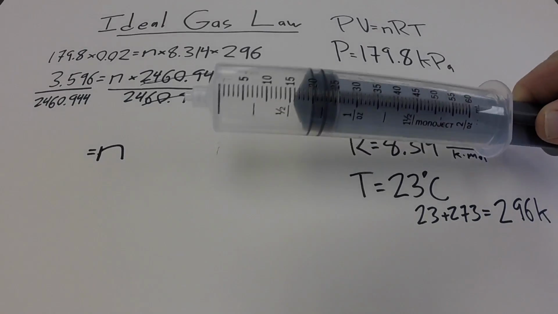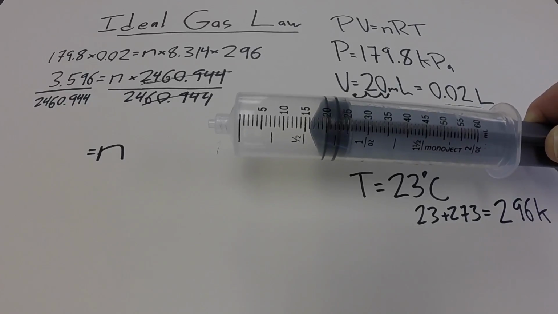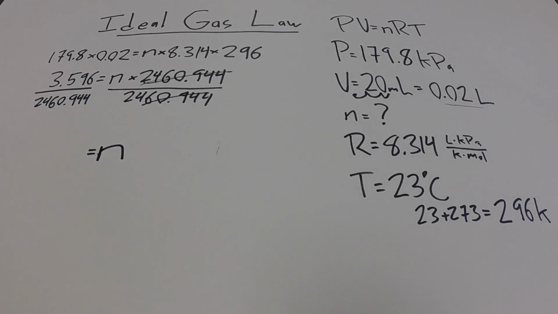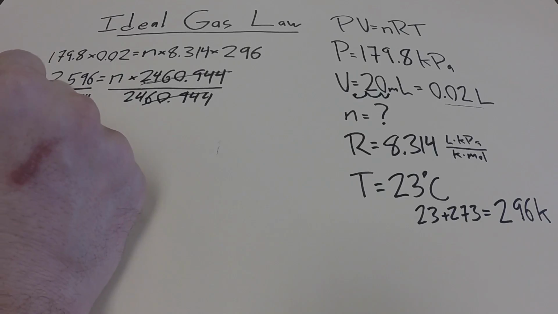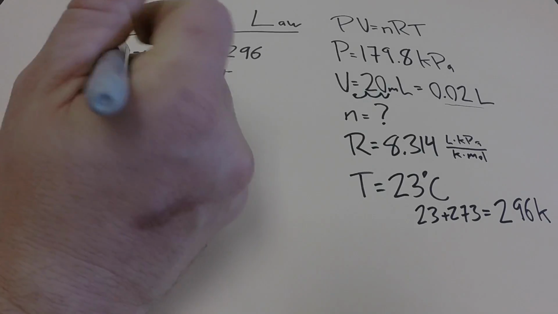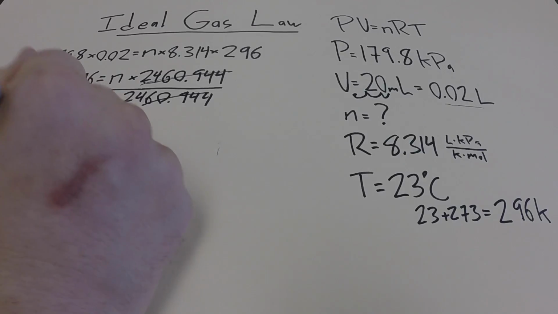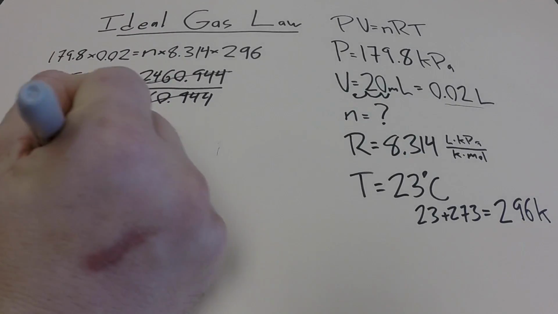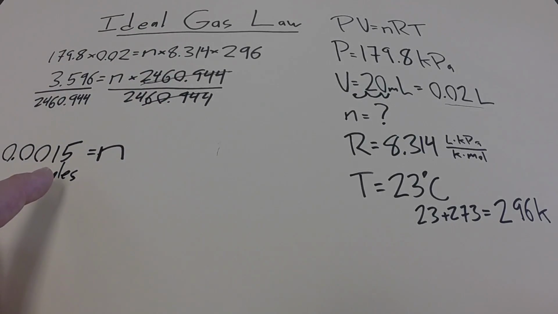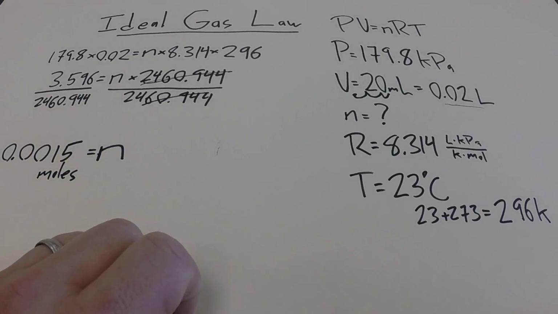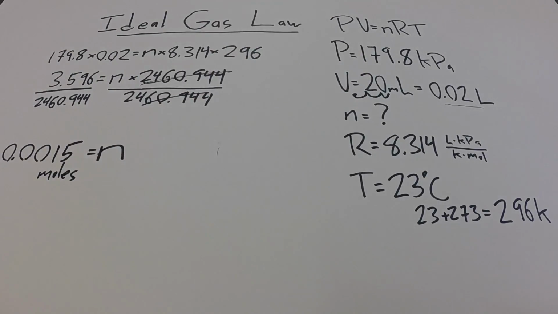So n is the number of moles of gas in our 20 milliliters in the syringe, and there's our syringe again. Hey, I'm back. So how many moles of gas do we have in there? Well, when you do the math, you get 0.0015 moles of gas. I rounded there to reflect our least number of significant figures, which is the 20 in our initial volume, as well as the temperature sig figs. So 0.0015 moles of gas is our final amount in the syringe.